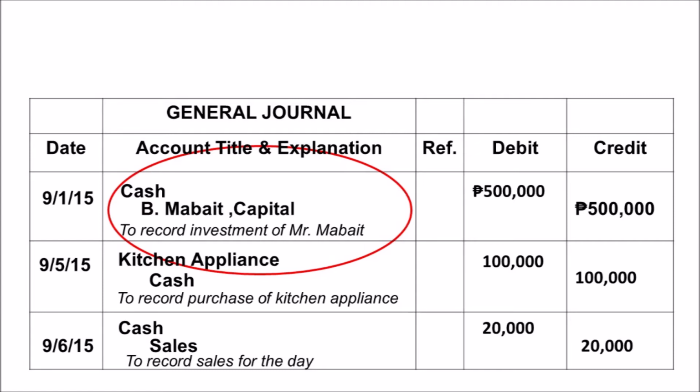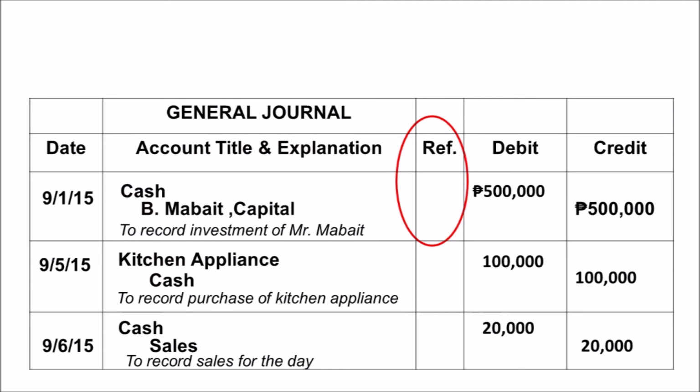And also a brief explanation of the business transaction is included. And then the reference number. So the reference number of each account journalized. The reference column is left blank during the posting process. And then the debit column. So the debit corresponding amount of the account debited is entered. And then we can see the credit column. Okay, so it corresponds the amount of the account credited as entered.